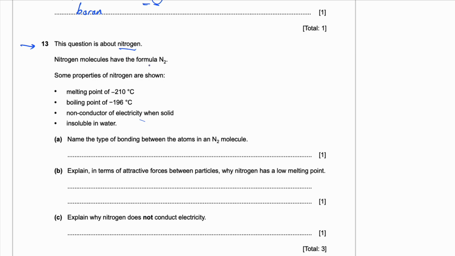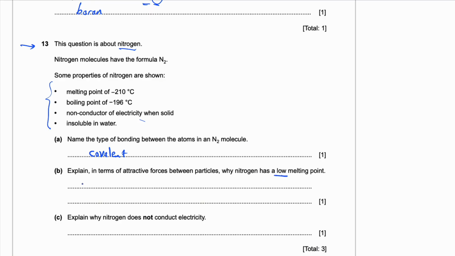Nitrogen molecules have the formula N2, and he gave you some properties of nitrogen. Name the type of bonding between the atoms in an N2 molecule. Between 2 nonmetal atoms like nitrogen, the bonding is covalent or molecular. Explain, in terms of attractive forces between particles, why nitrogen has a low melting point.